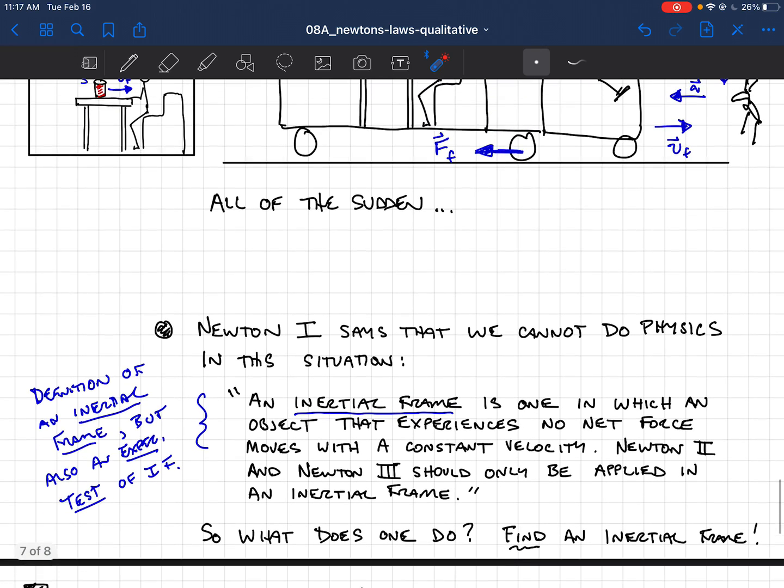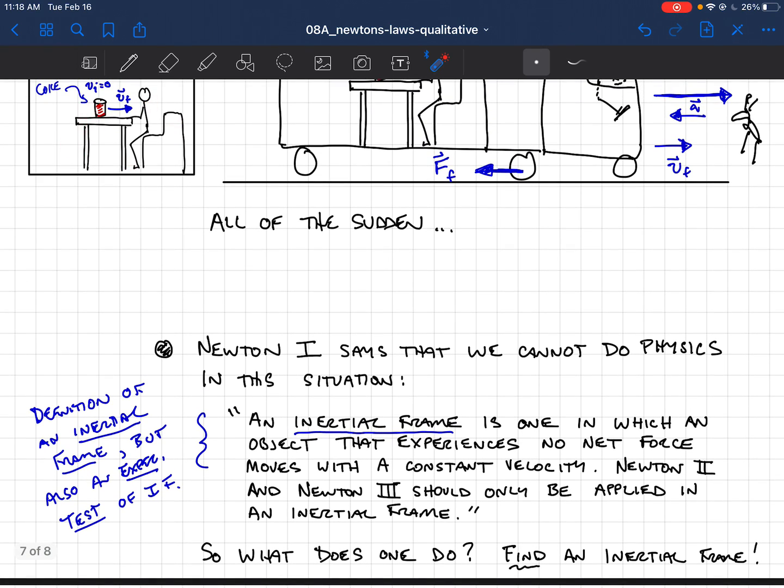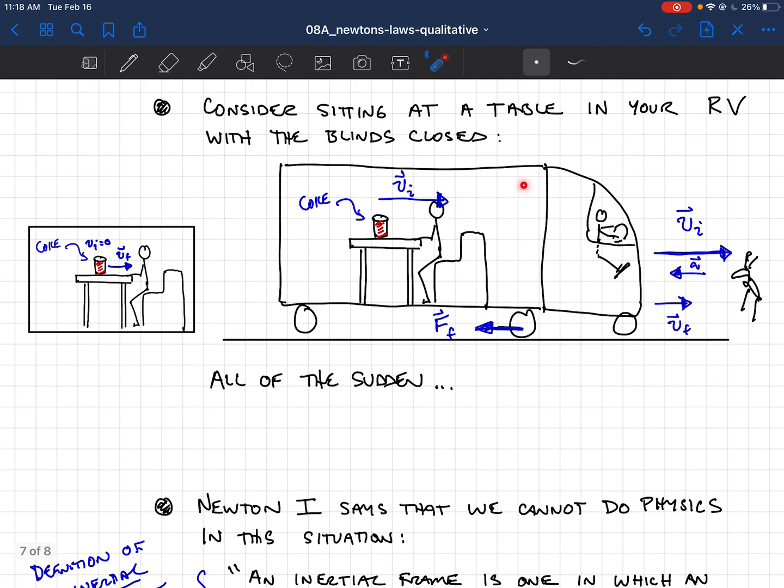That leads to a question: what do you do if you're there, sitting inside the RV? Well, what you have to do is you have to step outside the RV and find yourself an inertial frame, and that's what I described in this picture here, where if you step outside the RV, you, the experimenter, or maybe your friend is sitting out here as an experimenter, they place a ball on the ground and they see that that ball does not move on its own, so they say, okay, good, I am in an inertial frame. The frame of the road is an inertial frame.